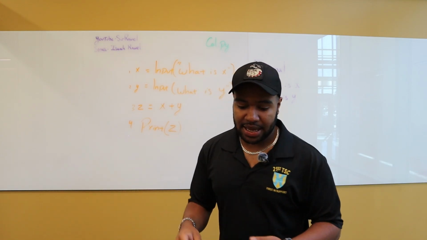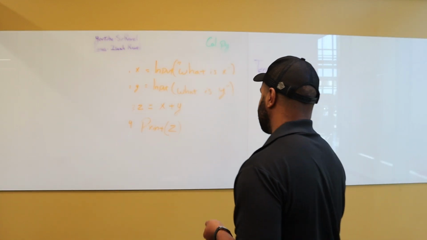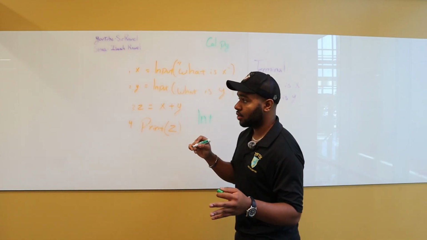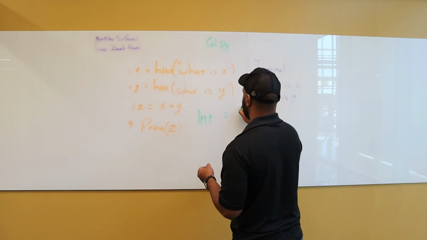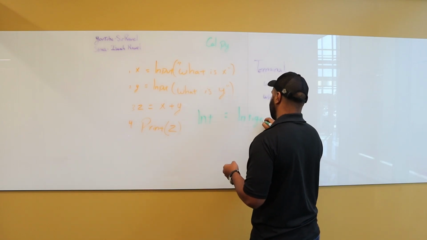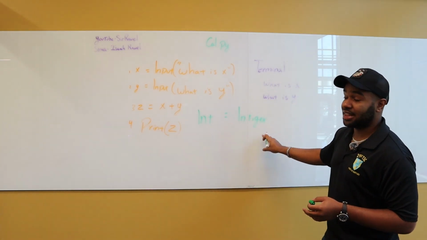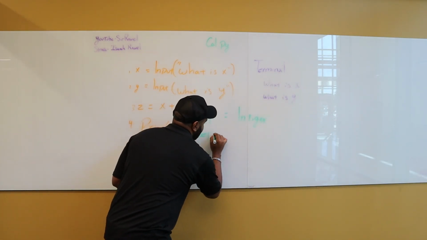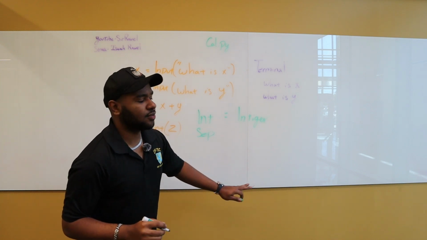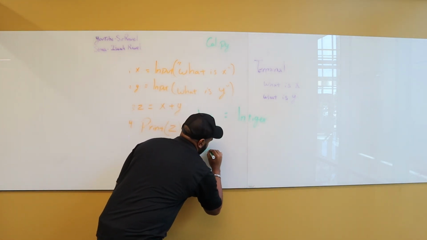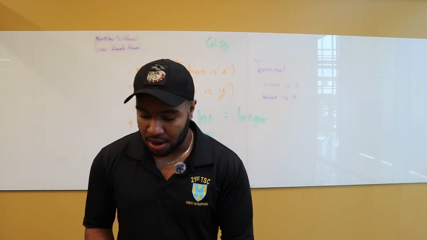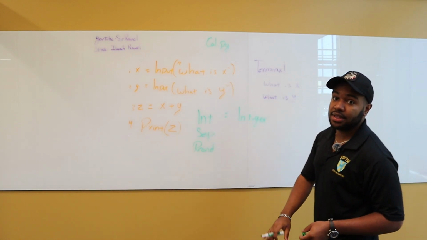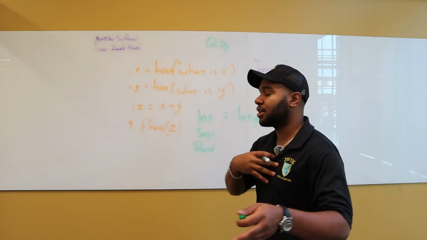Int is a shortcut for integer. So int in short term is equal to integer. And because int is an integer, it's the same thing as round. These are called functions. These are built into the computer. These are built into the coding language, pardon me.